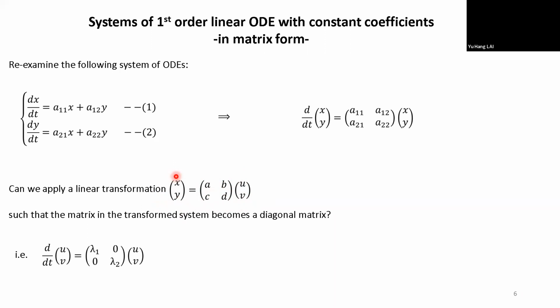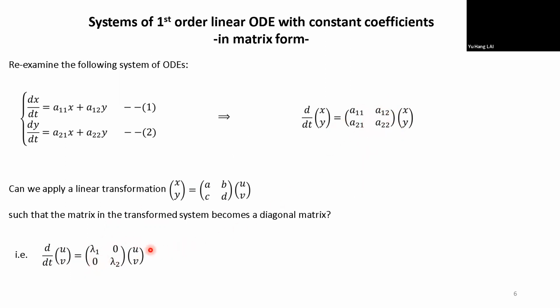Is it possible to make such a linear transformation so that, after making this transformation, the system of ODE becomes a form that looks like this? Why do we want this? What is the major difference? The only difference between this system and this system is that here we have a diagonal matrix, and in this system it is not a diagonal matrix, in general.